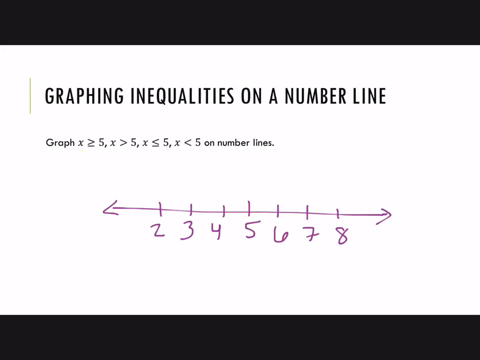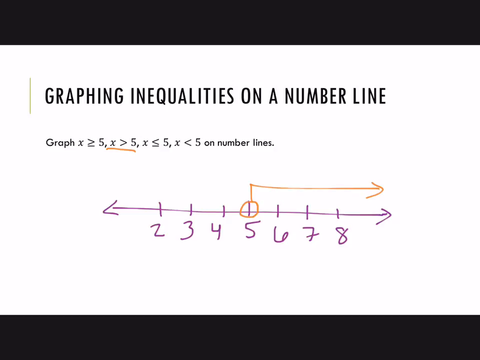Now if we move on to x is greater than 5, now we want numbers that are strictly larger than 5. So we don't want to include the number 5 itself. But we can't start at 6 because we do want to include things like 5.1, 5.2, even things like 5.00001. So we want to get as close to 5 as possible, but not actually include it. So the way to show that is to use an open circle around the 5. And then you would shade everything to the right of that.